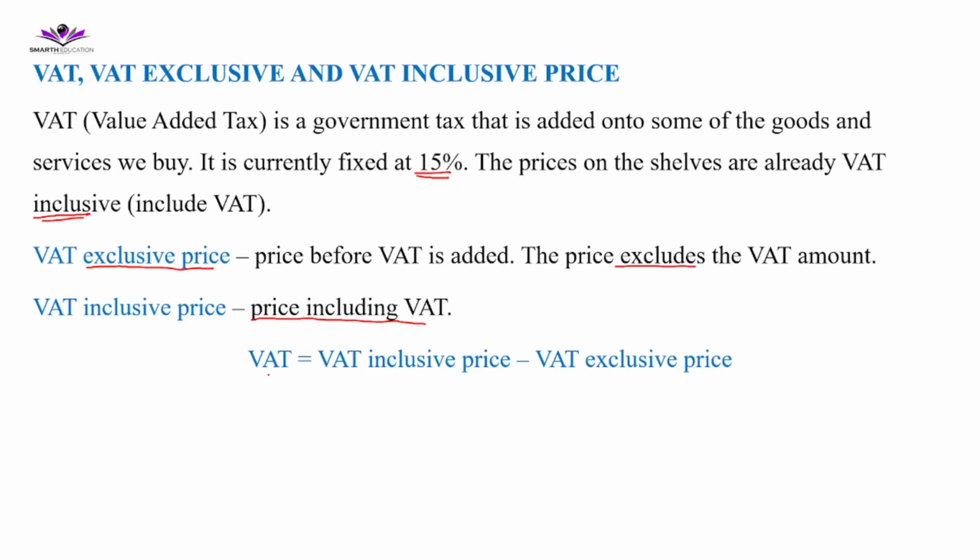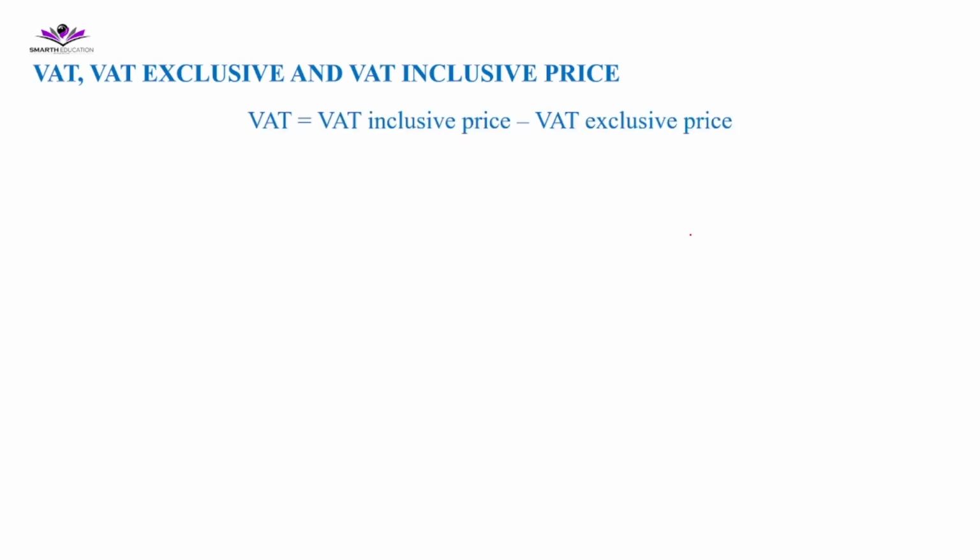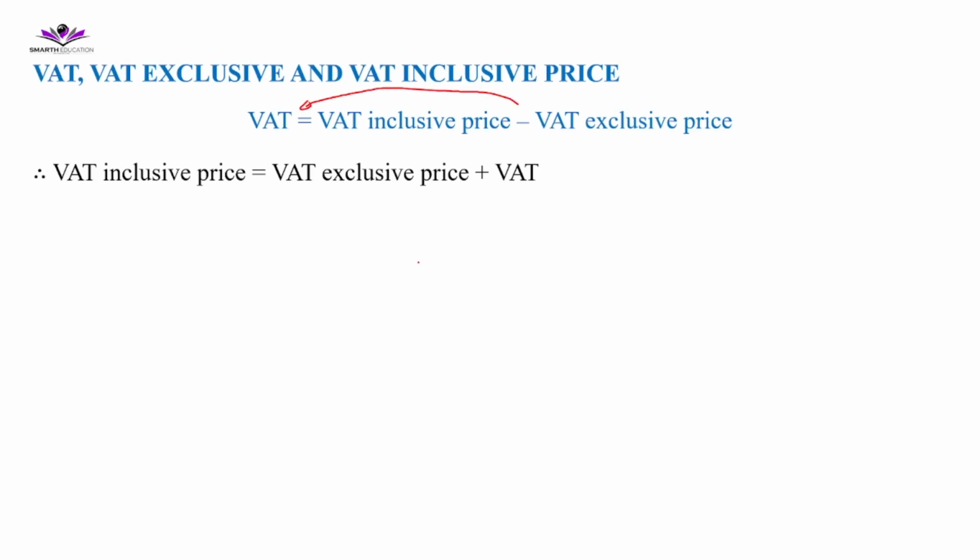So this is the formula you can use to calculate VAT. If you have the VAT inclusive price and the VAT exclusive price, the difference between these two is your VAT amount. VAT inclusive price minus VAT exclusive price will give you the VAT amount. And then from this, you can easily get the VAT inclusive price. So you just have to transpose the VAT exclusive price to the left-hand side. It becomes VAT plus VAT exclusive price. So to get your VAT inclusive price, you add VAT exclusive price and VAT.